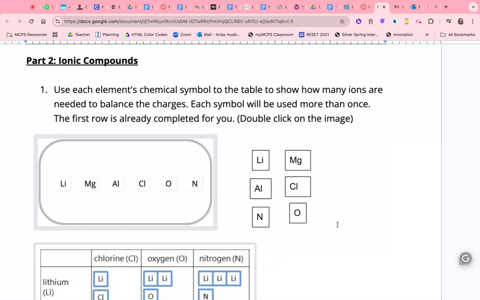Hey guys, so this is part 2 of ionic compounds. The first section says use each element's chemical symbol to the table to show how many ions are needed to balance the charges. Each symbol will be used more than once. The first row is already completed for you.